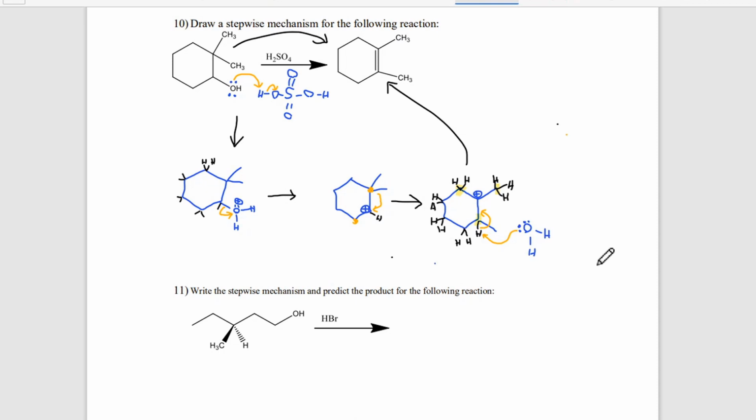Any questions on this mechanism? Does this make sense? I mean, yeah, when you do it. Yeah. It seems like a lot.